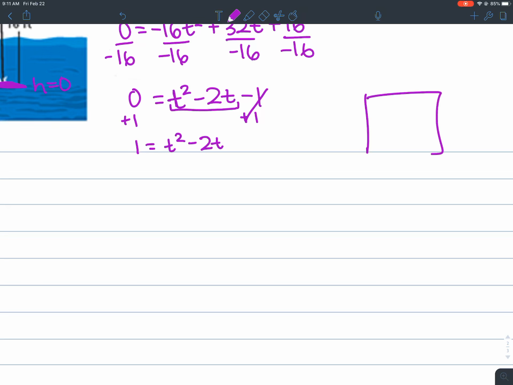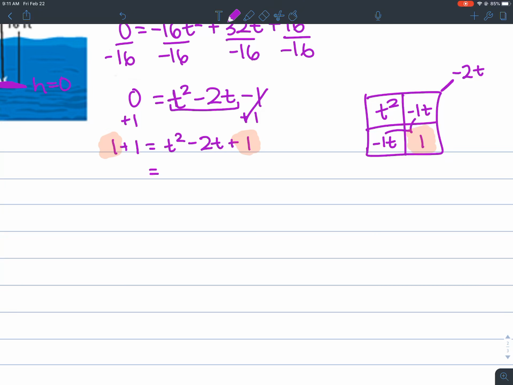And now we need to complete the square. So we need two numbers that add to negative 2t. So that would be negative 1t, negative 1t. And then I take those. Negative 1 times negative 1 is positive 1. So that's what my completing the square is. So plus 1, and that is what I'm adding to both sides.